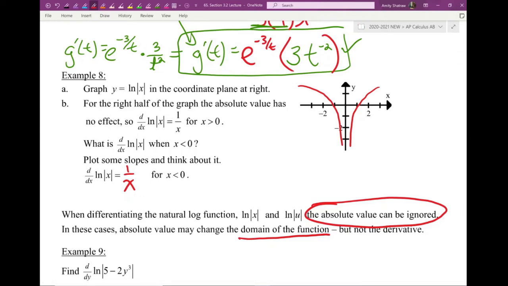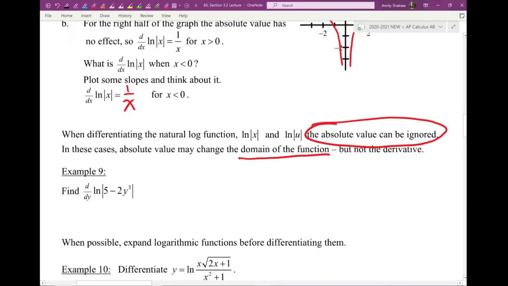So when we look at example 9 then, we see the derivative d/dy of the natural log of 5 minus 2y cubed. Remember, my derivative should be du over u. So 1 over x was our derivative when we were just taking the natural log of x. But now that we actually have a function here, I'm going to change this x into a u, and I'm going to have to do a du piece. So it's du over u, all right?